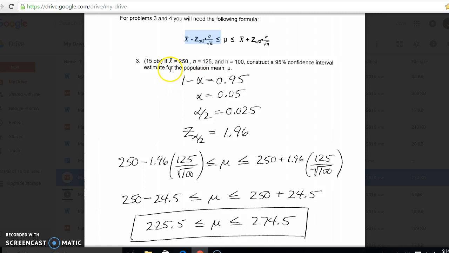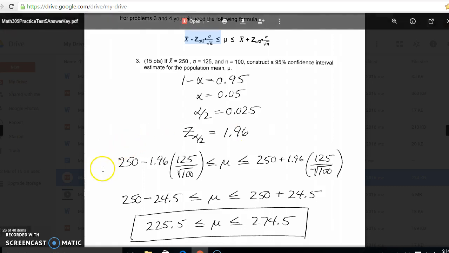You have the x bar, which is 250, the sigma, which is 125, and the sample size n, which is 100. You don't need to pay attention to this here, but you should remember that the z is always 1.96 in these problems for a 95% confidence interval.